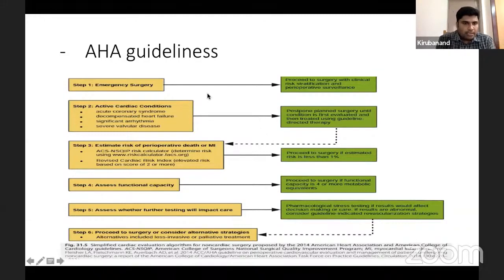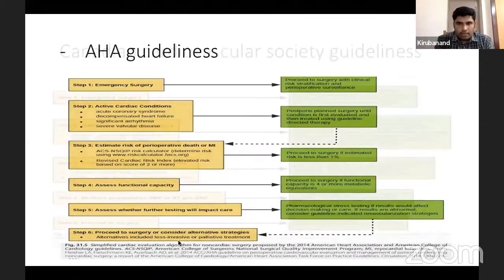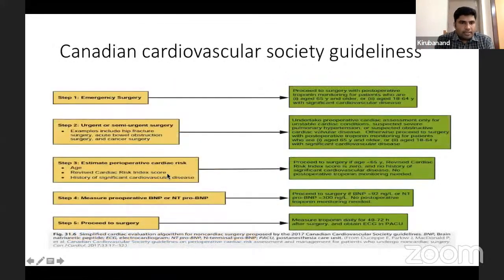So see these steps. Since it is not an emergency, and there are no active cardiac conditions, we will risk stratify this patient. It's an elevated risk patient, and we have to assess the functional capacity, but we are not able to assess it. So you said we will go for a dobutamine stress test. Okay. Yes.